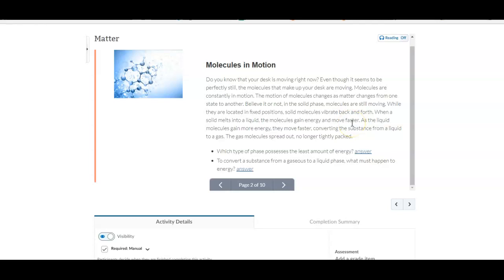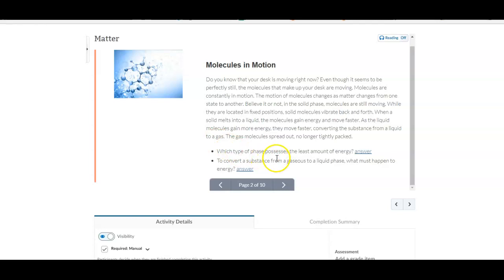Okay, so I would draw a picture of an ice cube and put tightly packed molecules, low energy. And then I would maybe draw an arrow, water melting, liquid. And I would put the molecules gain energy, they move faster. And then maybe draw another arrow. As the liquid gains more energy, they move faster, converting the substance from a liquid to a gas. So think about water evaporating into the air. The gas molecules are able to spread out. They're no longer tightly packed together, so they are moving very fast. So a gas, lots of energy, moving very fast.